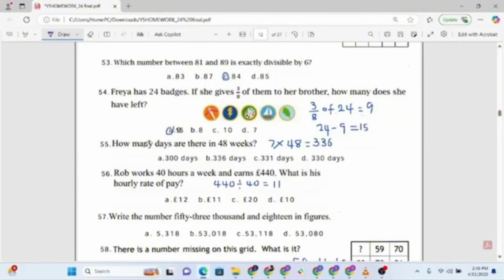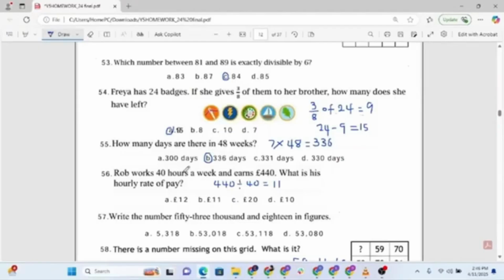Question 55. How many days are there in 48 weeks? The correct answer is option B, 336 days. Explanation. There are 7 days in a week. 7 multiplied by 48 equals 336.